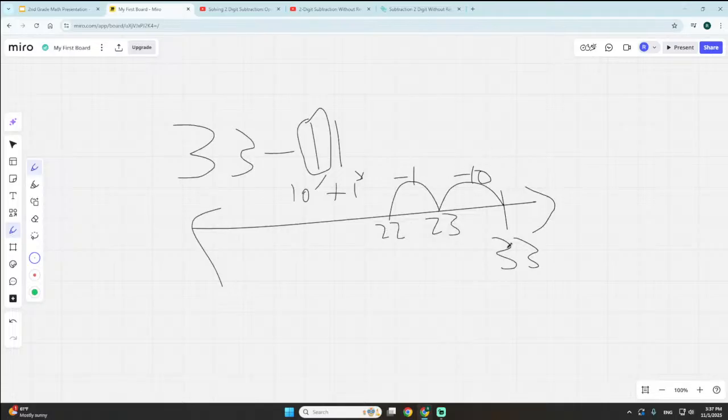And when you're making the jump in the tens place, you can just subtract 1 from the tens place. So we went from 33 to 23. And now that we're doing the minus 1 jumps, we're subtracting from the ones place. So 23 to 22. And this is our answer.